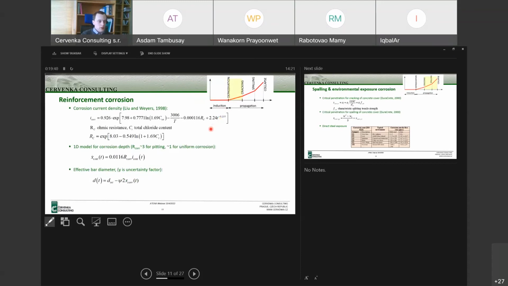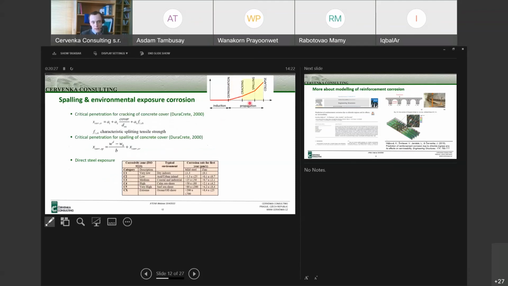It depends on the total chloride content, on the temperature under which the structure is exposed, on the ohmic resistance, and on the corrosion time. Based on that, we calculate the depth of the corrosion at each reinforcement bar and the effective diameter, which means the diameter of the uncorroded reinforcement area. Finally, this leads to the occurrence of cracks because the corroded reinforcement is larger in volume than the initial steel. So this leads to some buildup of internal pressure and cracking of the concrete cover.